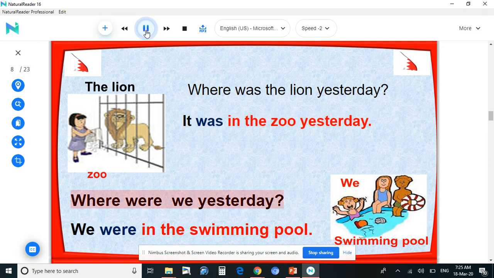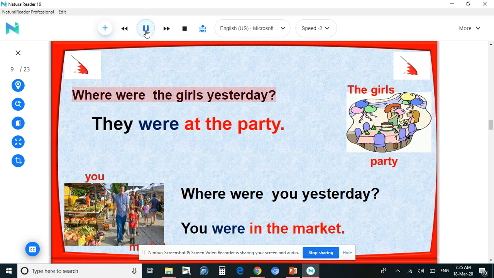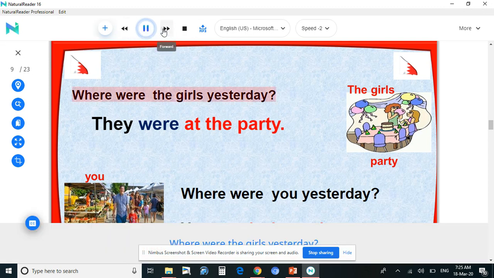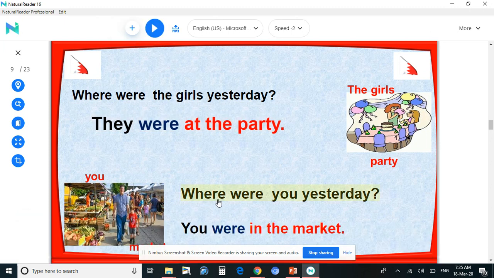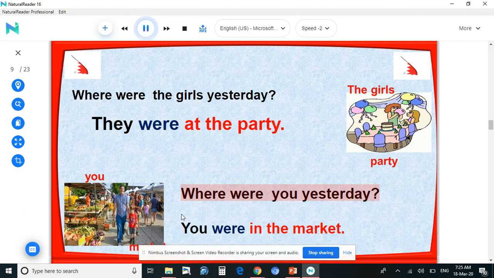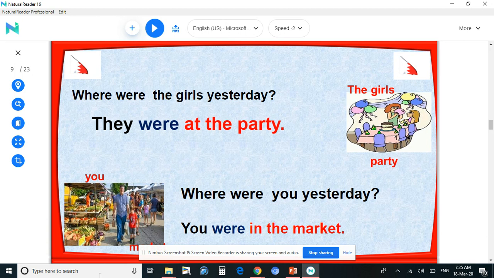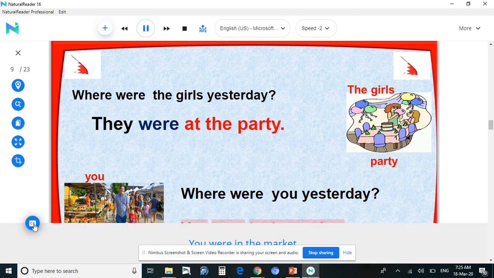Where were we yesterday? We were in the swimming pool. Where were the girls yesterday? They were at the party. Where were you yesterday? You were in the market.